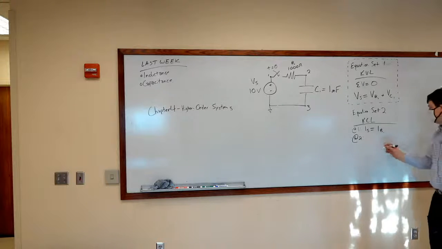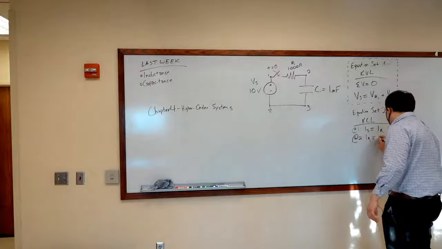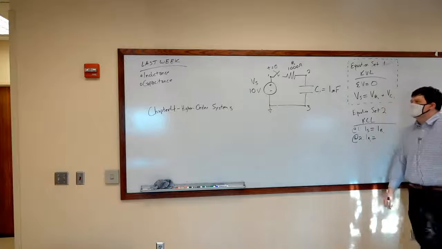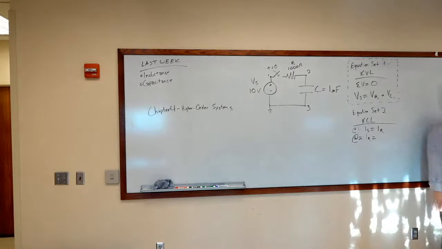The resistor. So IR1 is equal to, what is the current going out of node 2? IC1.